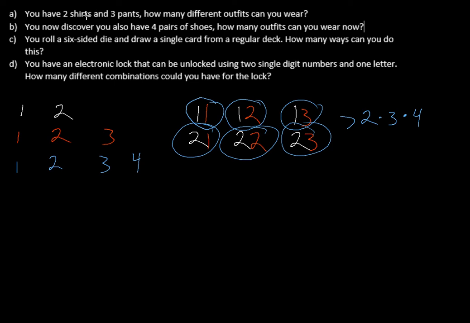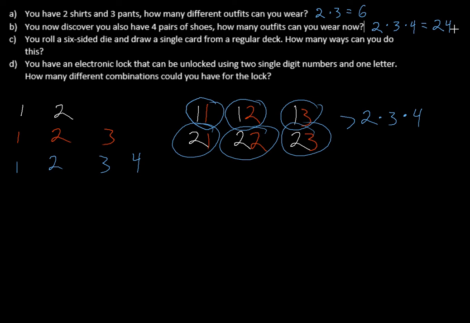So if we've got 2 shirts and 3 pants, the easy way to solve it is to do 2 times 3. We have 6 different options. Now for part B, we discovered we had 4 pairs of shoes. Well, we still have that 2 shirts and those 3 pants, but now we've got 4 shoes as well. So 2 times 3 is going to give you 6, and then 6 times 4 is going to give you 24. We now have 24 options because we've got 2 sets of 3 and then 4 sets of all of that.